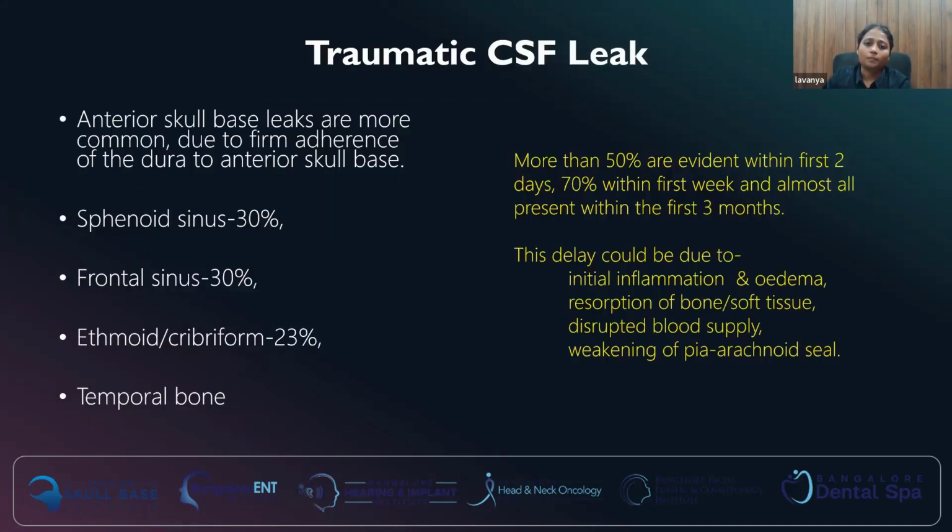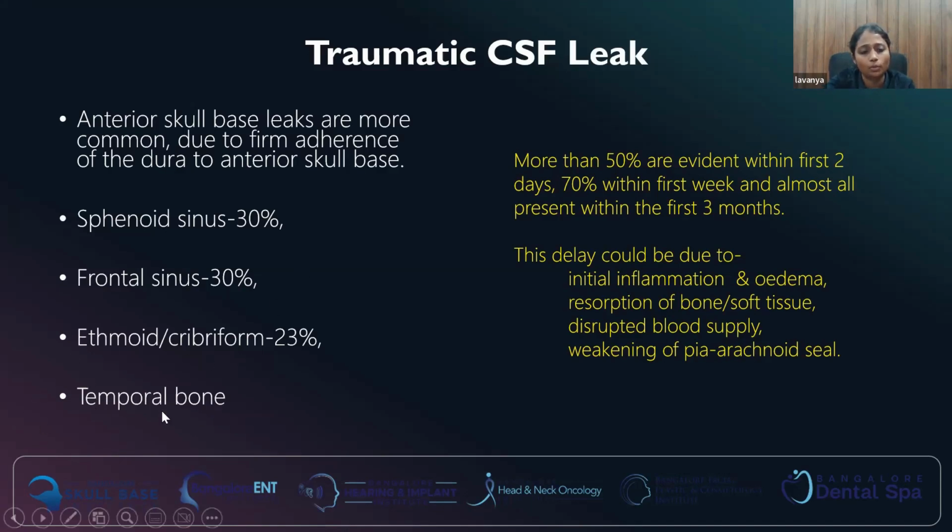So if we look at traumatic CSF leak, generally the traumatic CSF leaks are more common from the anterior skull base. And this is mainly due to the firm adherence of the dura to the anterior skull base. Most commonly, the traumatic CSF leaks are from the sphenoid sinus and frontal sinus, followed by ethmoid and cribriform. Ethmoid and cribriform form 23% of the CSF leaks, and then the temporal bone.